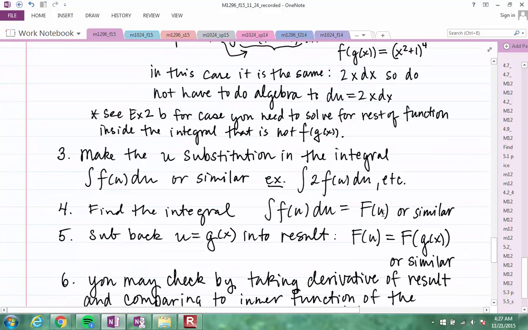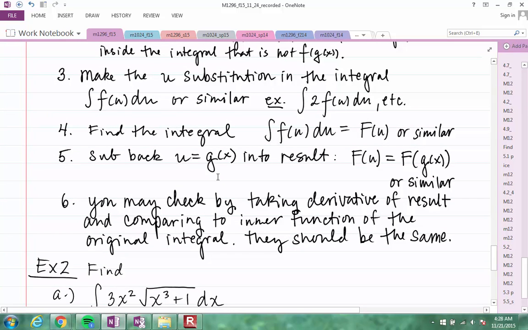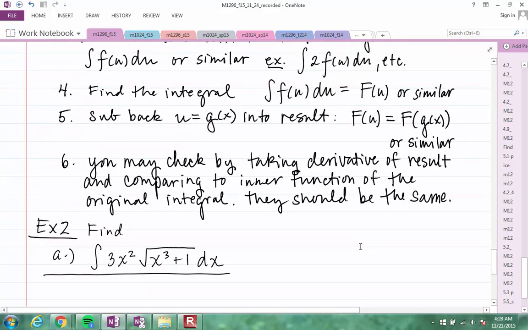Next, make the u substitution. So this is what the substitution rule is basically telling you to do. And then do the integral. Substitute back in terms of x. So use your u equals g of x to do that. It's pretty simple. And then that's your answer. You do not have to do a check, but that's kind of a nice handy thing when you're not sure.